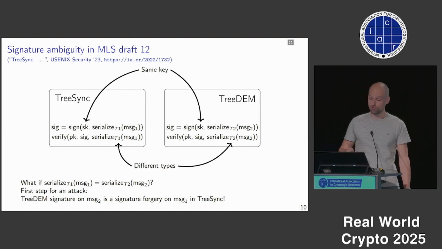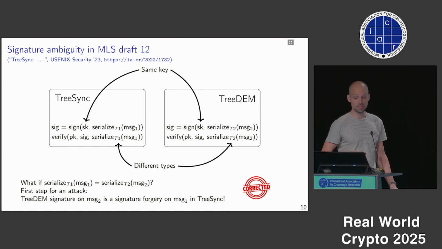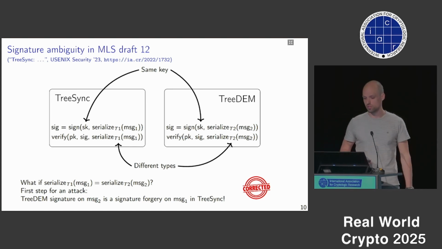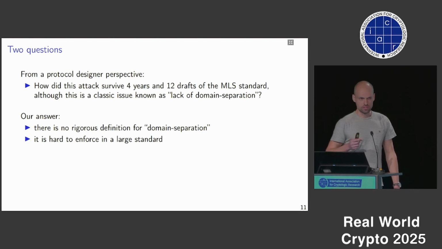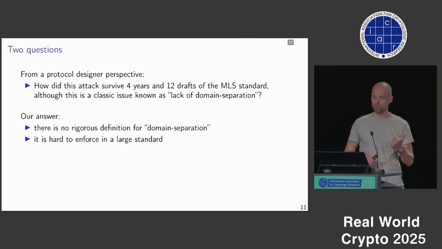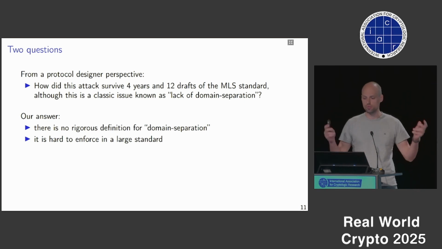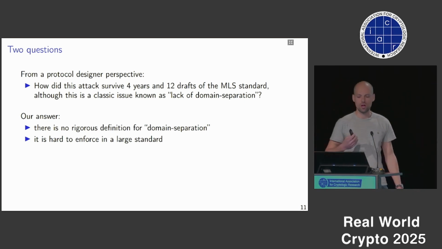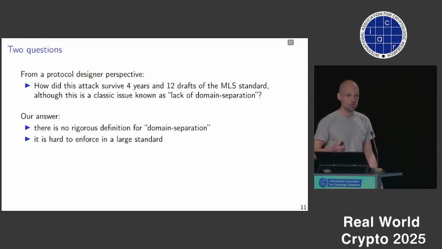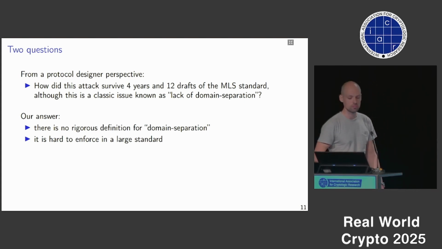So we notify the working group, propose the fix that was accepted, and now this attack is not possible. So that's good. So this signature ambiguity raised two questions. The first one, from the protocol designer perspective, how did this attack survive so long? It's a well-known problem in the cryptographic community known as lack of domain separation. And so I think the problem here is that there is no rigorous definition for what is domain separation. As far as I know, it means sprinkle tags in serializations to avoid problems.